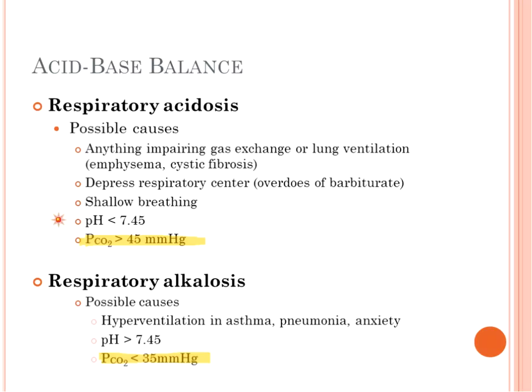and it's respiratory in nature. Respiratory alkalosis, hyperventilating, blowing off too much of that CO2, so we're not having as many of those hydrogen ions. In asthma, pneumonia, or anxiety, if the pH is higher than 7.45, but our PCO2 here is within or lower than 35 millimeters of mercury, then we say that yes, this is alkalosis, and it's respiratory in nature.